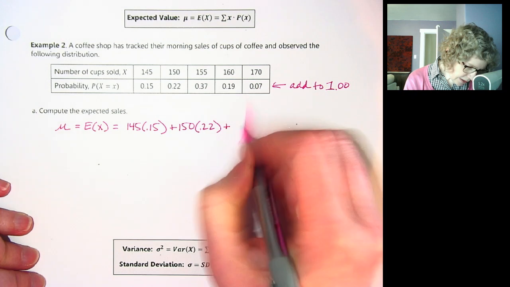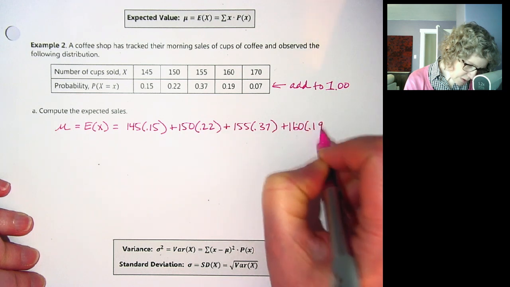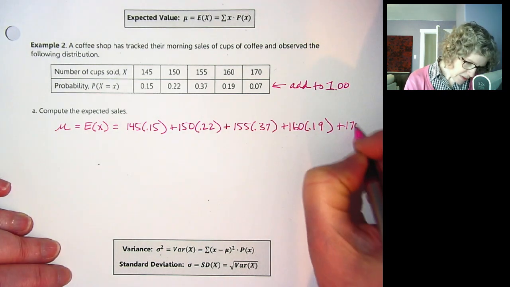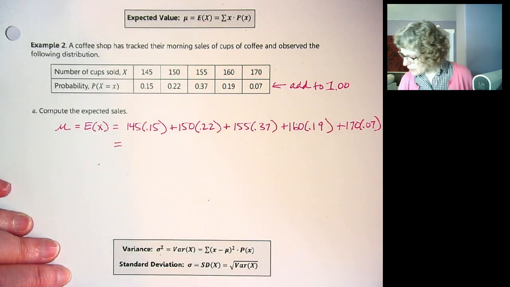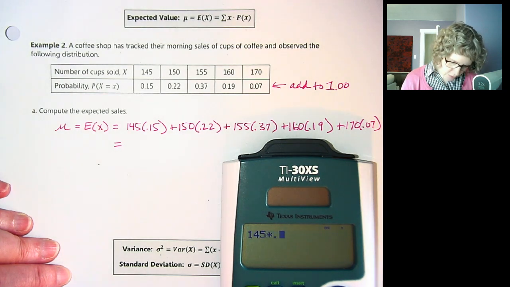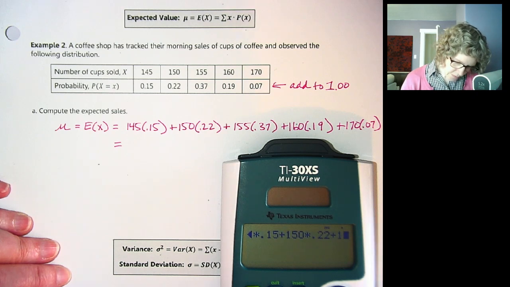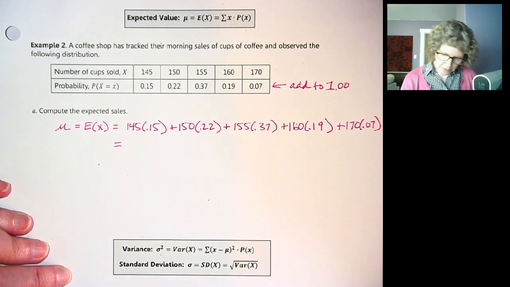Okay, so let's keep going. 155 times 0.37 plus 160 times 0.19 plus 170 times 0.07. Okay, so let's add these up. 145 times 0.15 plus 150 times 0.22 plus 155 times 0.37 plus 160 times 0.19 plus 170 times 0.07. Okay, I got 154.4 cups of coffee.